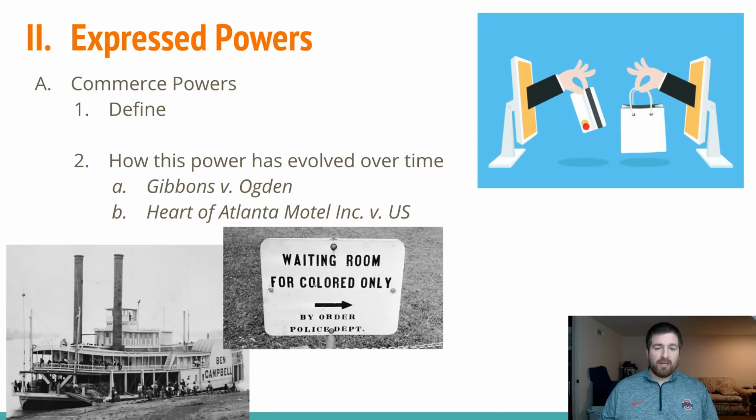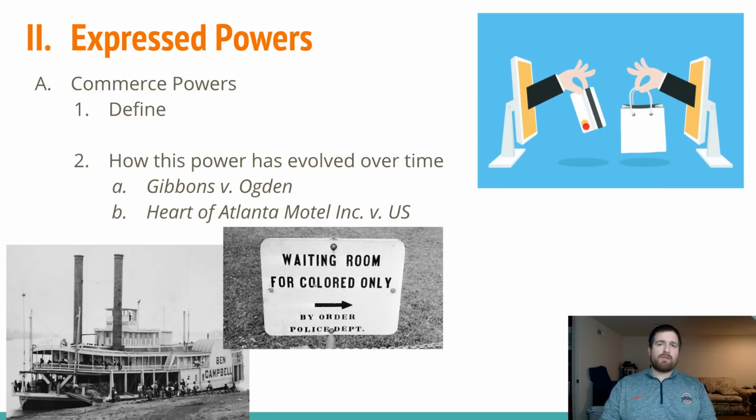So that's what we mean when we say interstate commerce. This is probably the largest, most important, and wide-ranging power that Congress has, and it's the most important for you to understand. Now, this power has evolved a lot over time, and there are two major Supreme Court cases that we want to look at that deal with that expansion, or that changing interpretation of Congress's commerce powers.